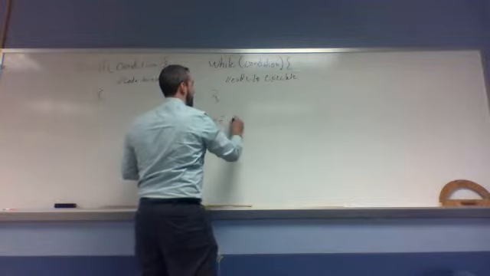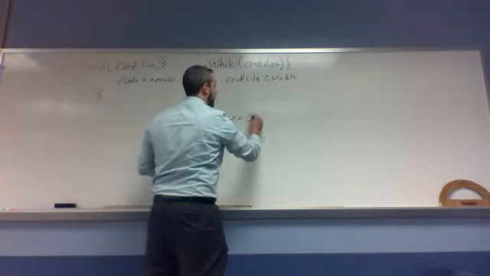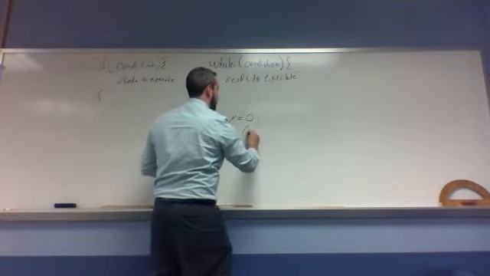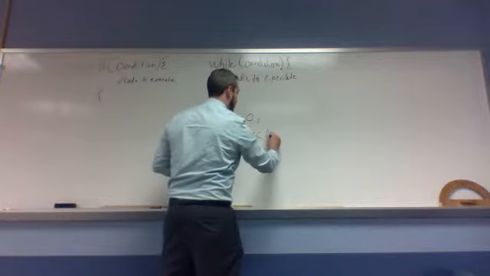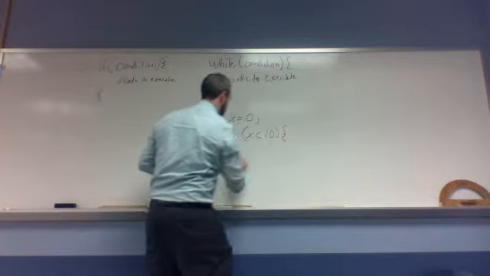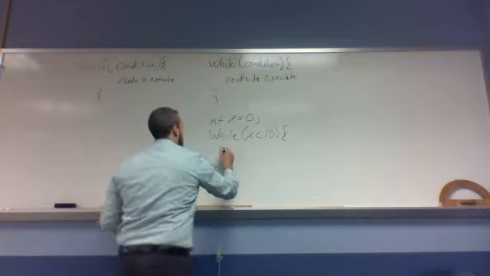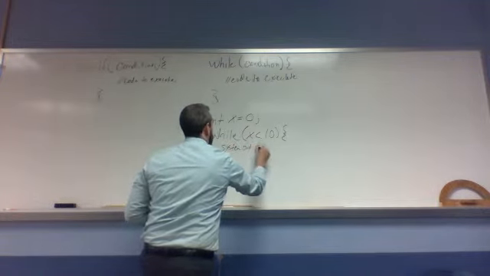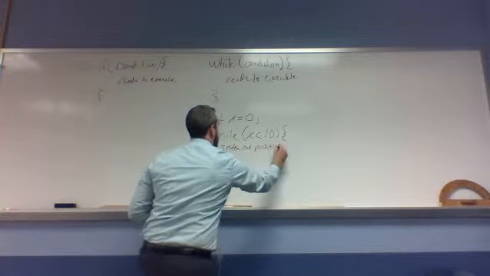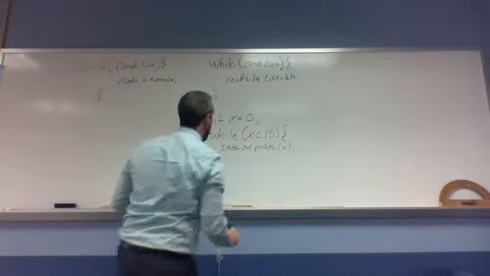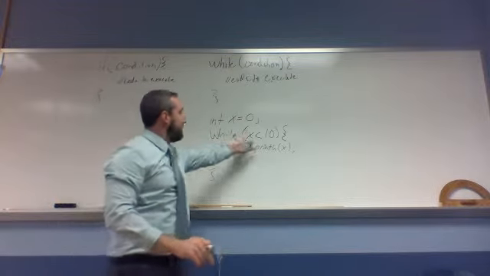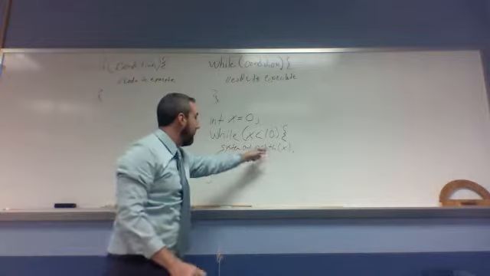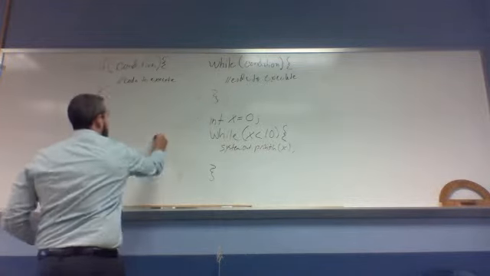Int x equals 0, while x is less than 10, System.out.println x. So what is this going to do? While x is less than 10, well, x is 0, so it's less than 10. Print out x. Okay, so the output's going to be 0.